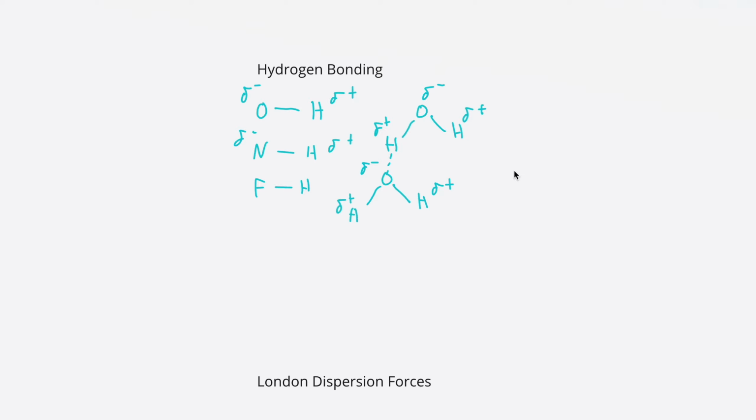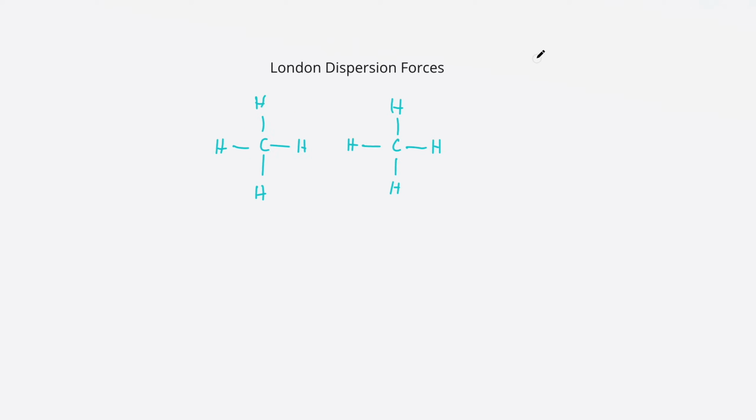intermolecular interactions. And it's worth pointing out that H bonds are going to be stronger than other types of dipole interactions. So yes, they are a type of dipole interaction, but they are the strongest type of dipole interaction. The last one we'll look at is London dispersion forces.